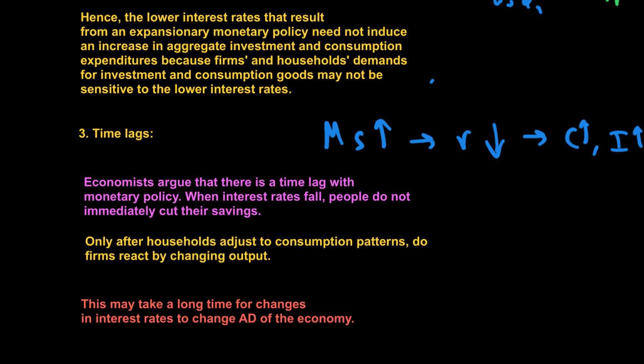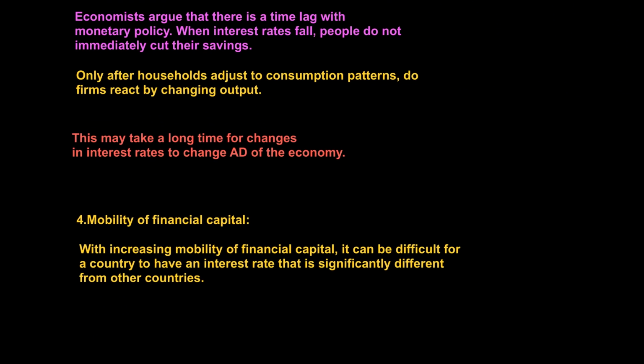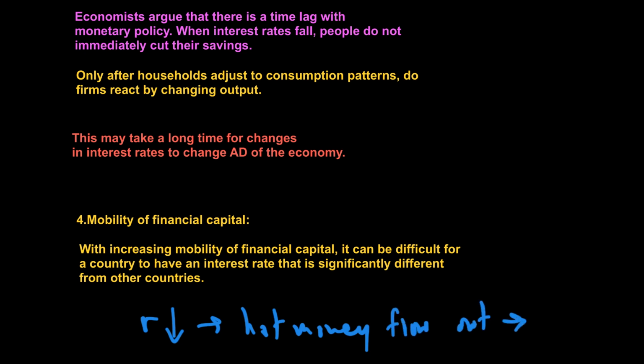The last important thing is the mobility of financial capital. The whole idea is that with increasing mobility of financial capital, it sometimes becomes very difficult for economies to change interest rates that often. So if they decide to lower the interest rate, they notice that hot money will flow out. But what if you increase the interest rate? This means that money flows in, and that can cause a current account deficit in the balance of payments. So sometimes, in order to make sure our trade position doesn't change, we do not change the interest rate too much.